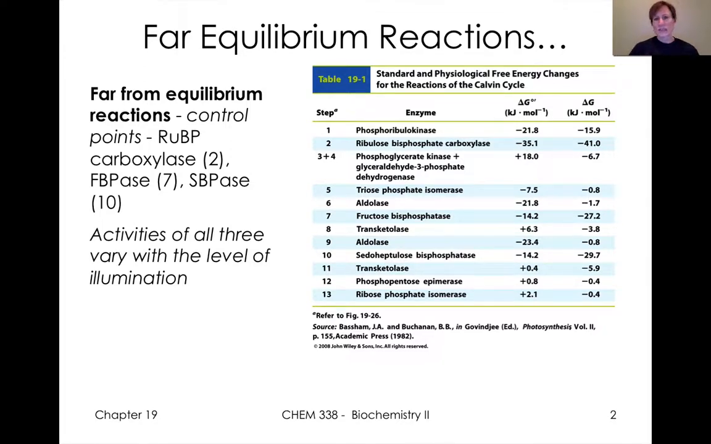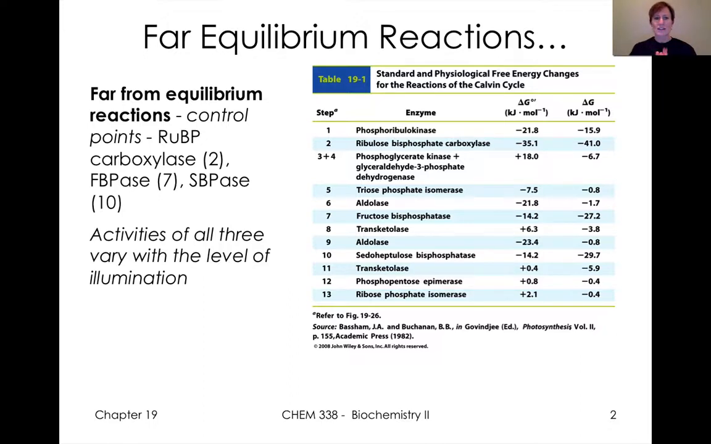We're going to do the same type of analysis we do when we try to identify flux control points. We look for far from equilibrium reactions, so large negative delta G values. And if we look at them over here, we're going to see that there's three spots. We have ribulose bisphosphate carboxylase, so not surprisingly, Rubisco is an enzyme that we'll see as part of the regulation process. But importantly, we're going to see two other enzymes, fructose bisphosphatase, or FBPase, and then sedoheptulose bisphosphatase, or SBPase. So two phosphatase reactions that are important flux control points.